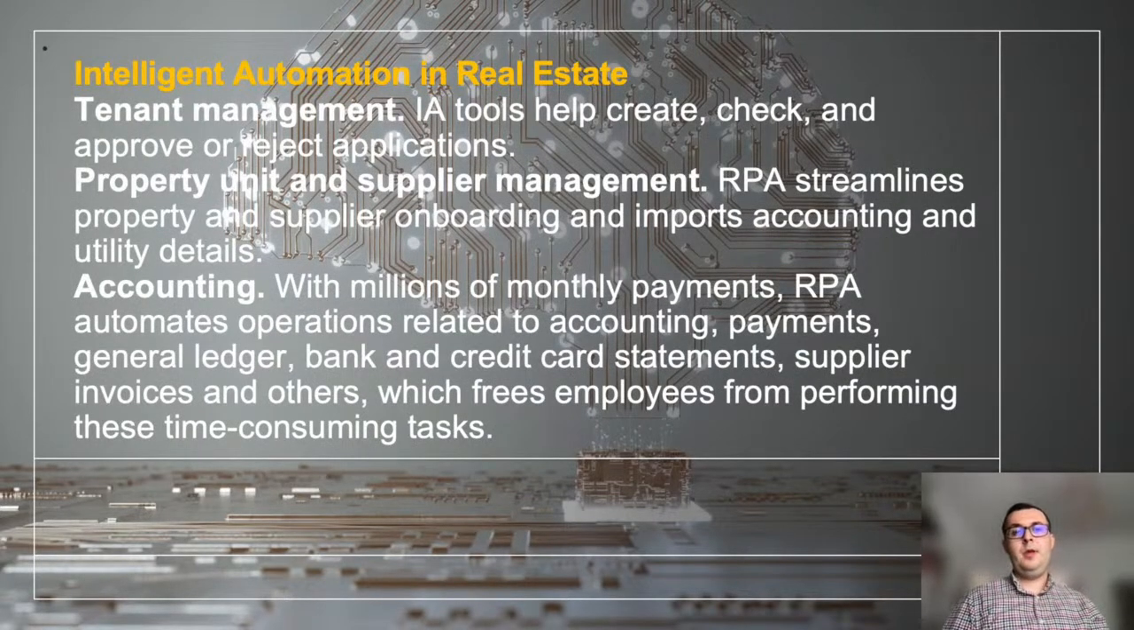Tenant management. The intelligent automation tools help create, check, and approve or reject applications. They can also help with the property unit and suppliers management, RPA streamlining property and supplier onboarding, and importing accounting and utility details. Accounting with millions of monthly payments, robotic process automation automates operations related to accounting, payments, general ledger, bank and credit card statements, supplier invoices, and others, which frees employees from performing these time-consuming tasks.